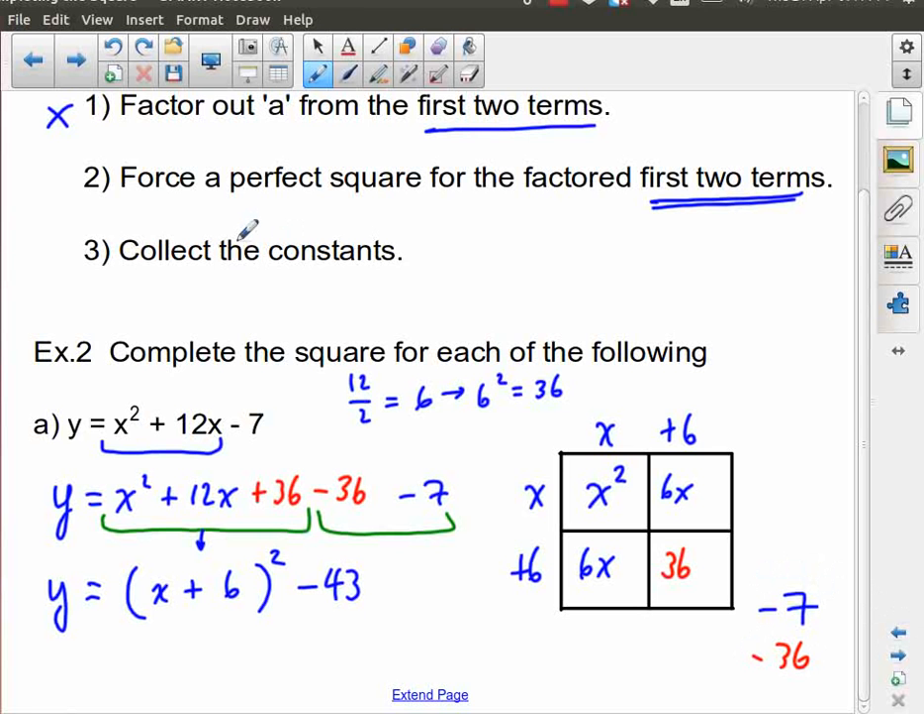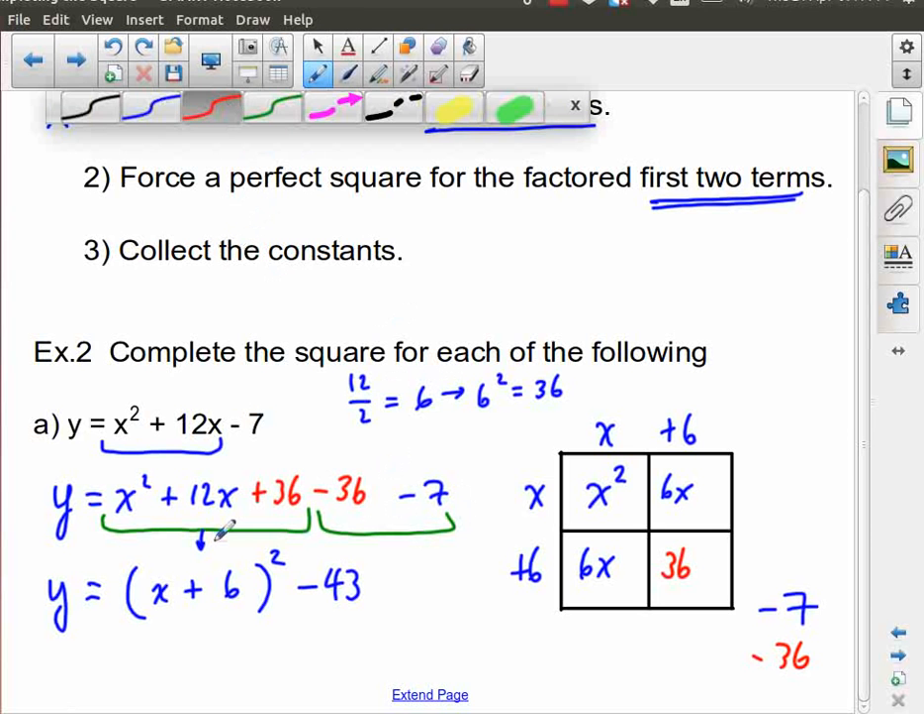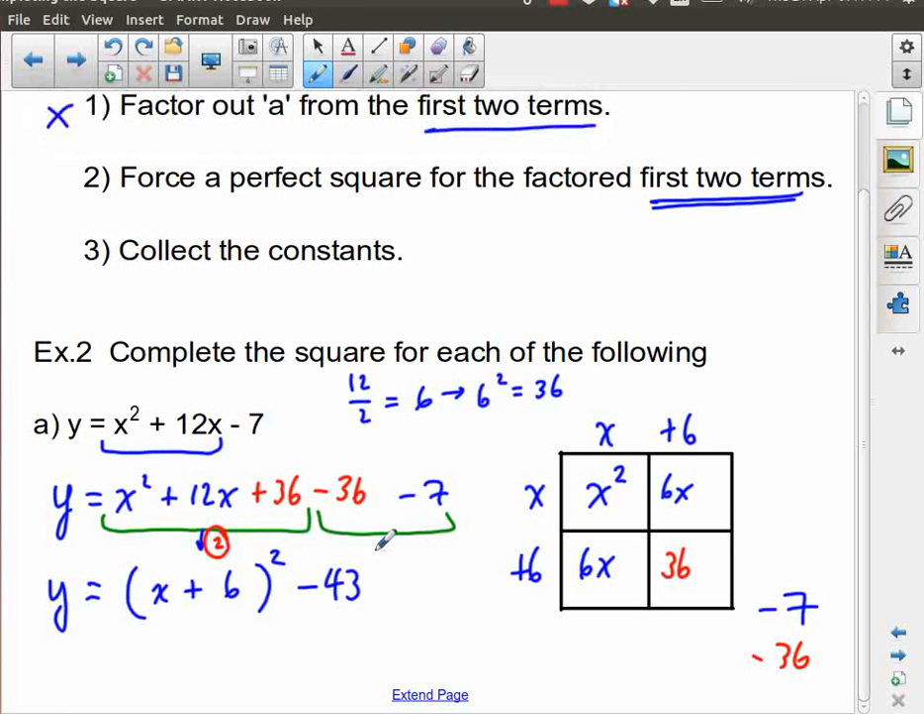That's the collecting the constants step. Okay, so here, let me just label these. This is step number 2, and this was step number 3. Let's take a look at another example.